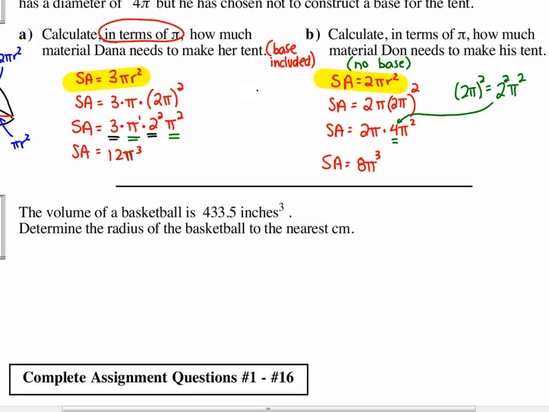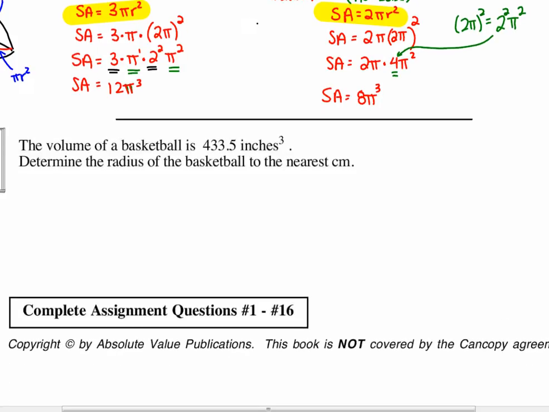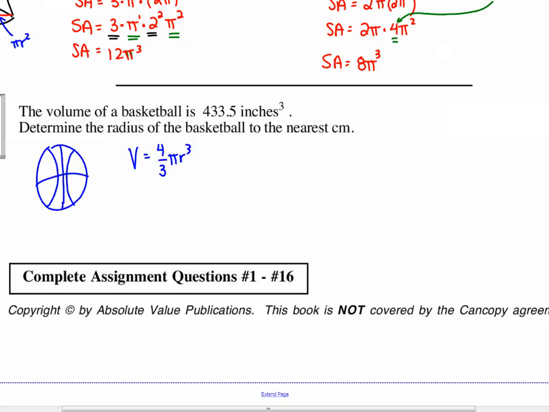The volume of a basketball. What shape is a basketball? It's also a sphere. Close enough. Okay, so it's a sphere. What is the formula for the volume of a sphere? 4/3 pi r cubed. It said determine the radius. Okay, let's sub in what we know. What do we know? Just the volume. The volume is 433.5.